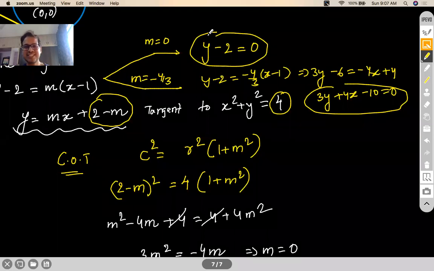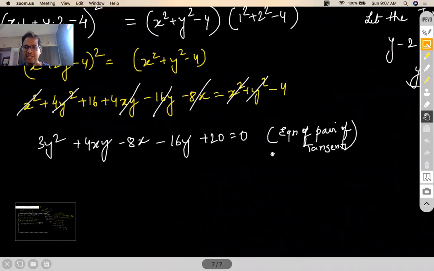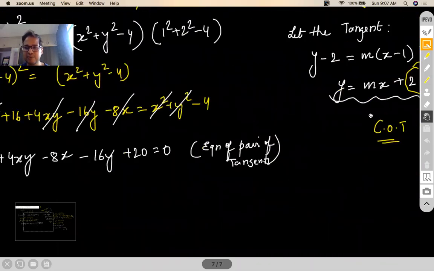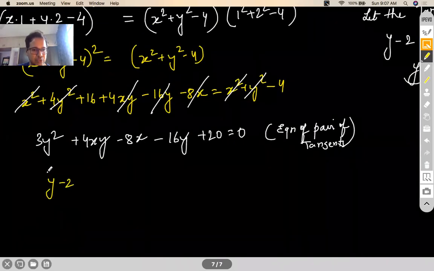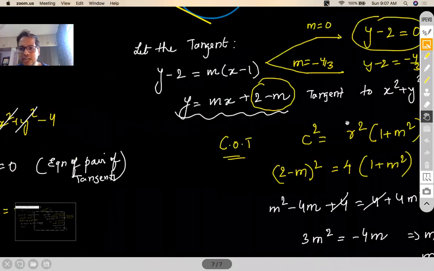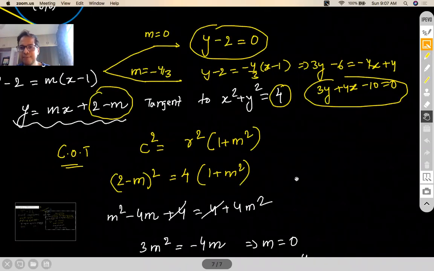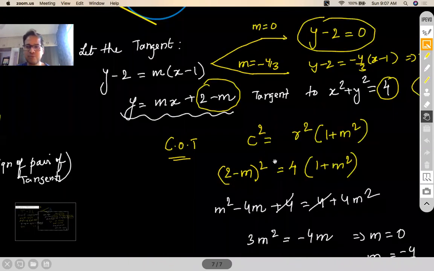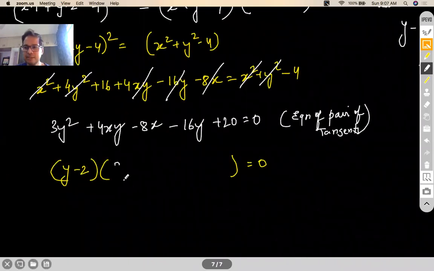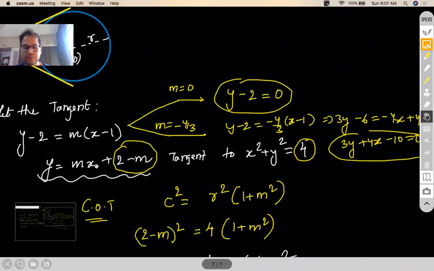Are you getting my point? Now, I'll tell you the method how to separate the tangent equations from the pair of tangent equation you have got. So let us now try to combine these two equations and see whether it gives me the same equation that I have got over here. So let's try to multiply them. I hope I'm copying it correctly. y minus 2, and the other one was 3y plus 4x minus 10.